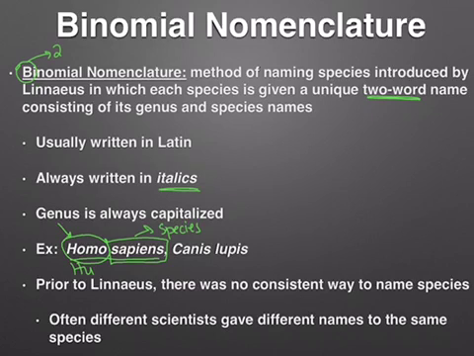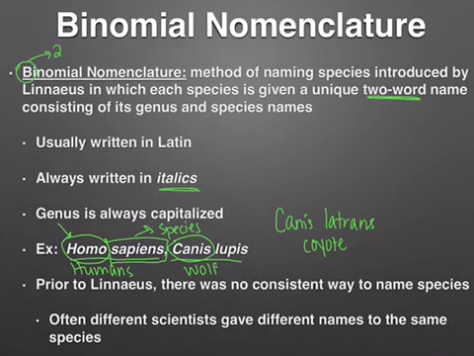So that's for humans' scientific name. And this last one, Canis lupus, is for a wolf. And so anything related to a wolf will be Canis something. So Canis lupus refers to wolf, and Canis latrans refers to a coyote. So you can see that because they both have Canis in their name, they're related, but their species is different, so they're not identical.